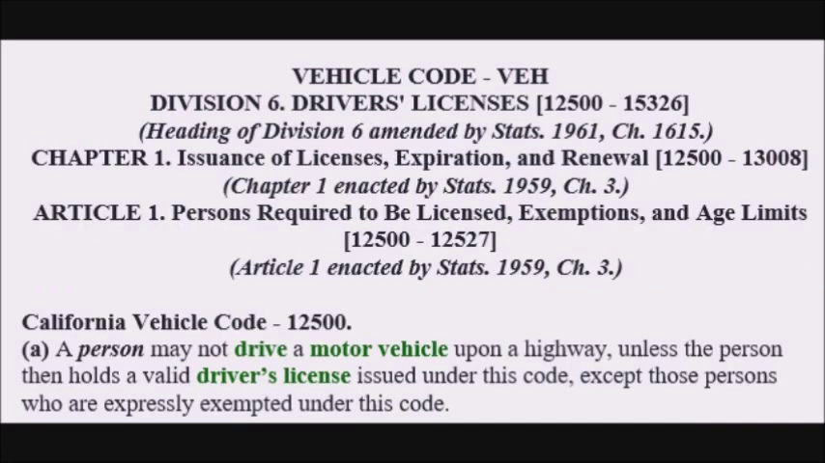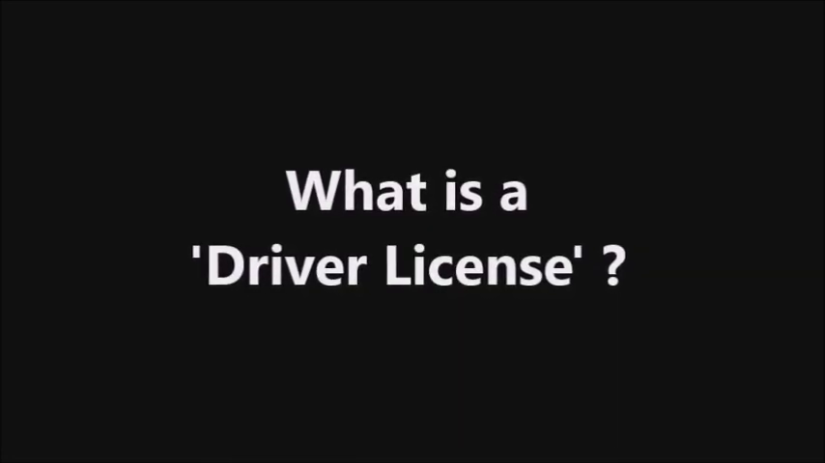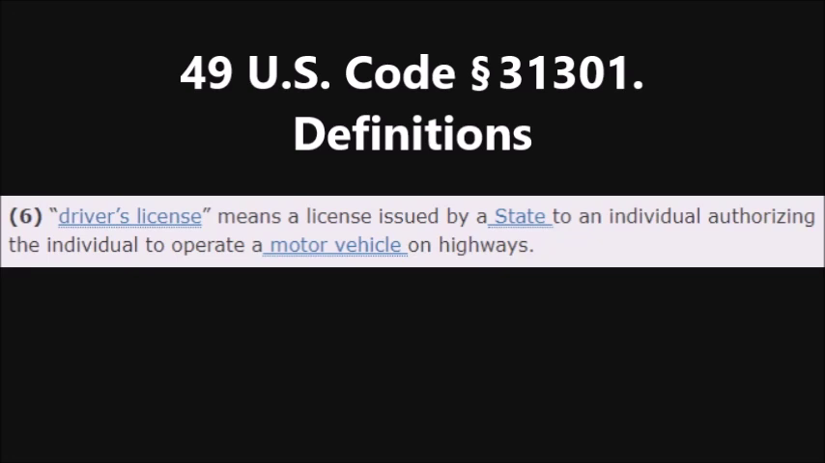Upon a highway unless the person then holds a valid driver's license. What is a driver's license? United States Codes of Law. Definition of driver license. Driver license means a license issued by a state to an individual authorizing the individual to operate a motor vehicle on highways.